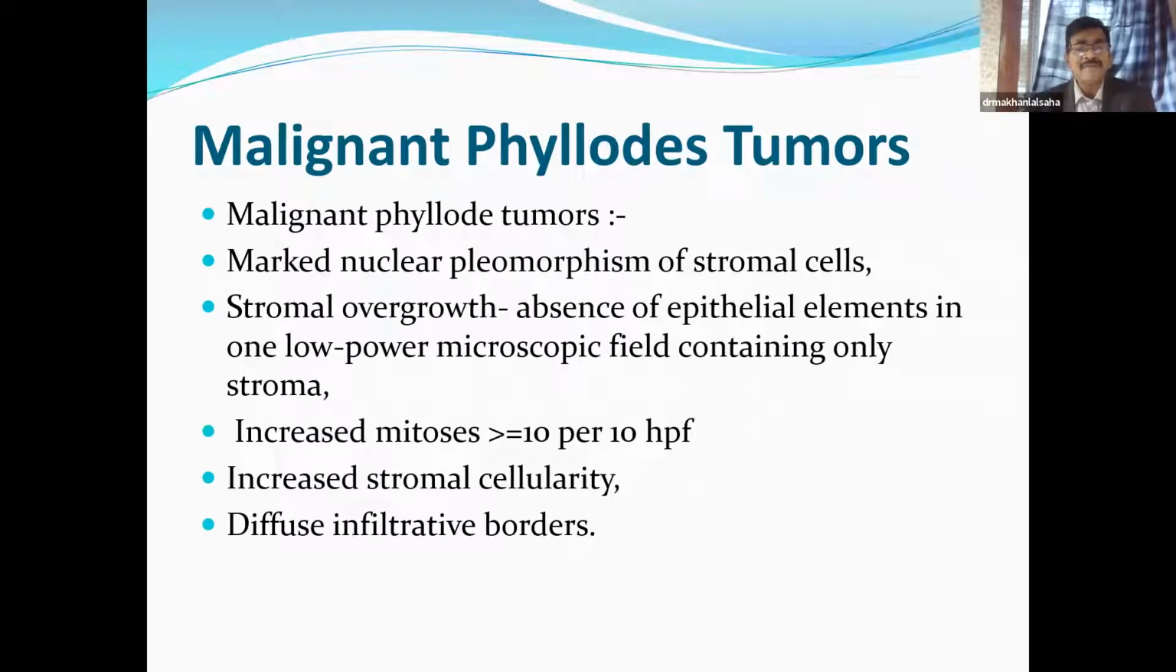In malignant Phyllodes tumors, there is marked nuclear pleomorphism of stromal cells. There is gross stromal overgrowth, with absence of epithelial elements in a low power microscopy field containing only stroma. There is increased mitosis, equal to or more than 10 per 10 high power fields, increased stromal cellularity, and a diffusely infiltrative border.